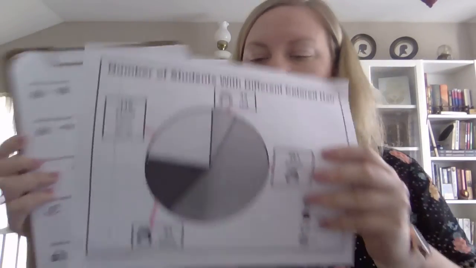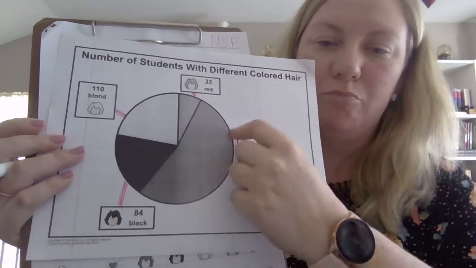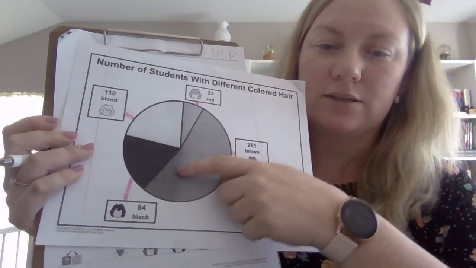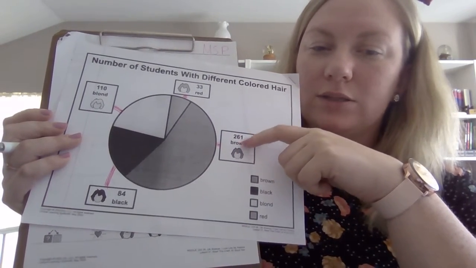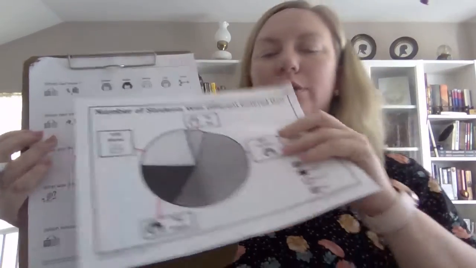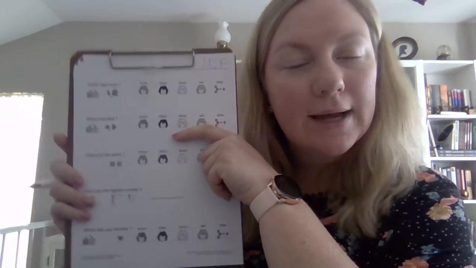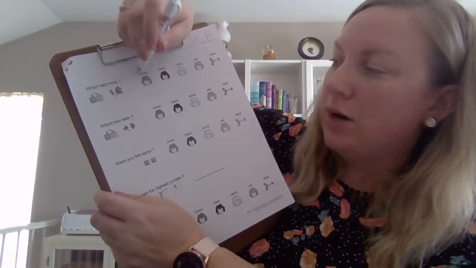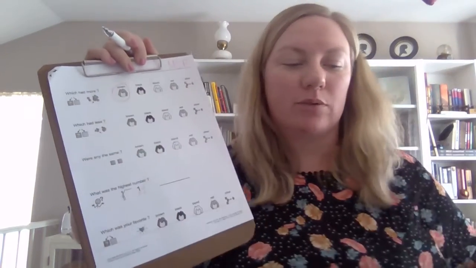All right, question 1 says, which had more? So which color, which shape is the biggest, right? So this one right here was the biggest, and that one belongs to brown. So we're going to look for this picture here, brown, and I know it's hard to see without color, but that's where your grown-ups or whoever's going to help you is going to help you. So we're going to circle brown. Which had more? Brown hair. There were the most students with brown hair.